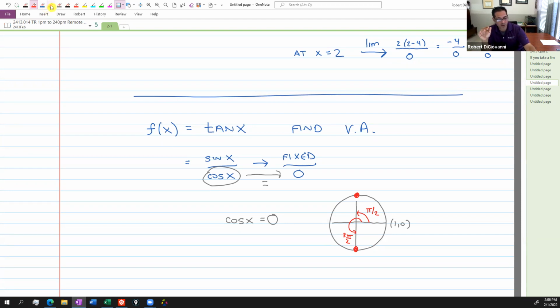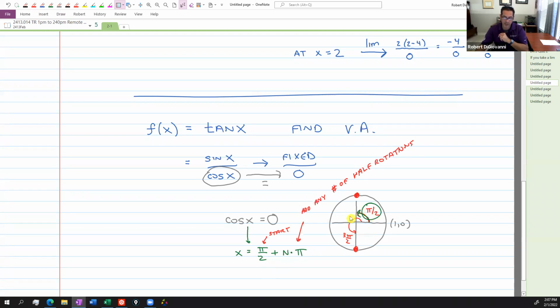And the way I would write the infinite number of answers would be to say, okay, start at pi over two. That would be kind of our base point. x is equal to pi over two plus n pi. So n is just like an arbitrary integer. It can be the number 0, 1, 2, 3, 4, 5, 6, 7, 8, or negative 1, negative 2, negative 3. And then pi is a half rotation. So this is basically saying start here, and then add any number of half rotations. So if you start at pi over two, add one half rotation, you're here. Add two, you're here. Three, or you could go backwards and do the same thing. This is the infinite number of solutions. I have vertical asymptotes at all of these.